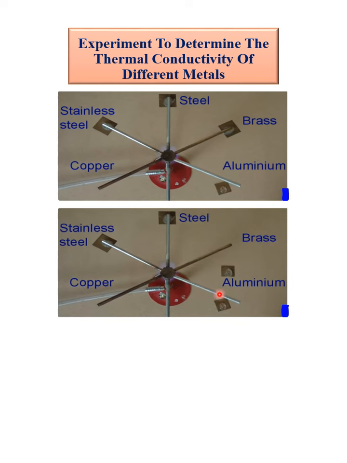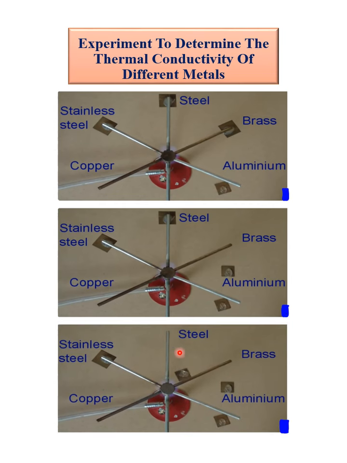And following that, the sheet falls off the brass rod, which means that brass conducts heat lesser than aluminum. And finally, the sheet falls off the steel rod, which means that steel has lesser thermal conductivity than the brass. And the last one to fall off is the stainless steel, which means that in this experiment, copper has proven to have the most thermal conductivity.